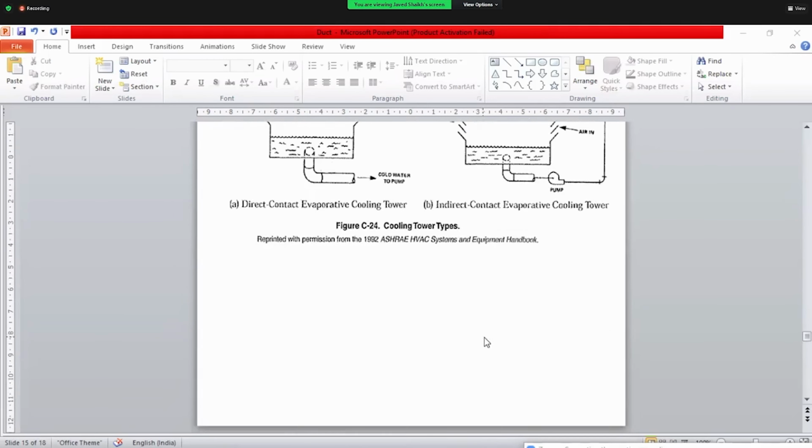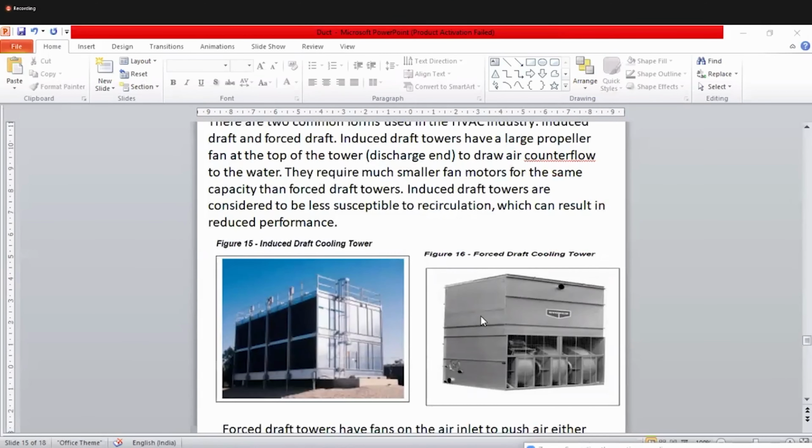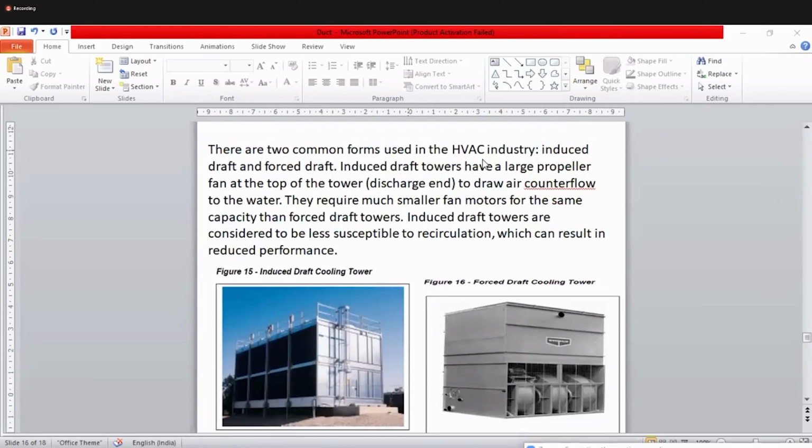Okay, cooling tower. The next is, there are two common forms used in the HVAC industry: induced draft and forced draft. So what is the induced draft? Induced draft towers have a large propeller fan at the top of the tower discharge to draw air counterflow to the water. They require a much smaller fan motor for the same capacity than forced draft towers. So this is an induced draft.